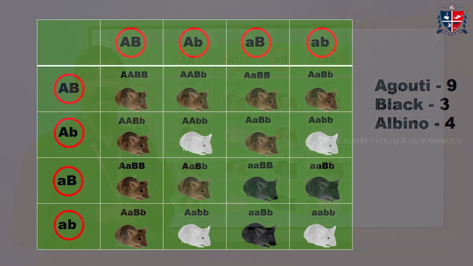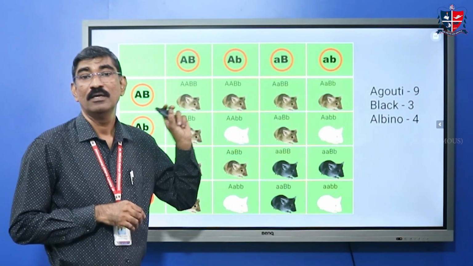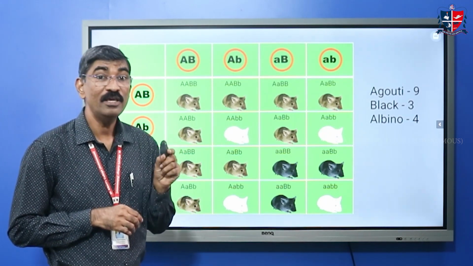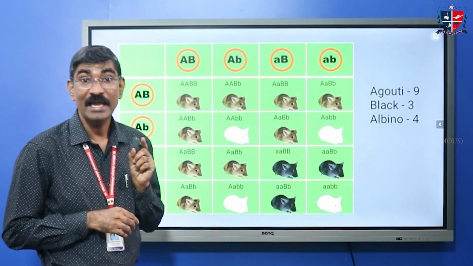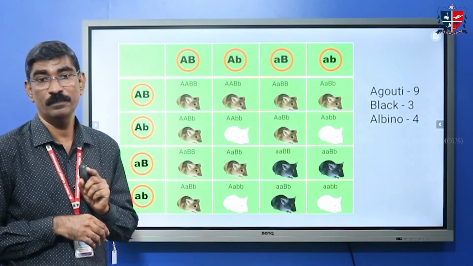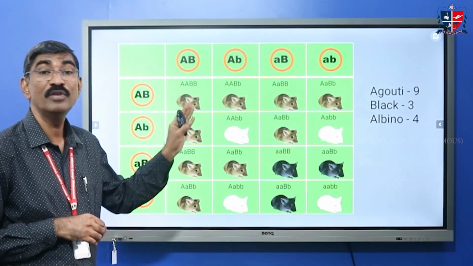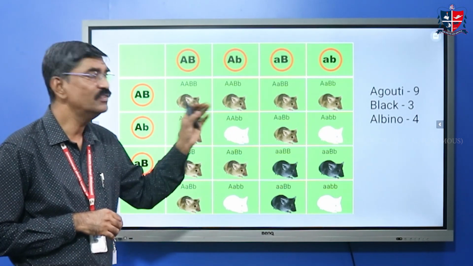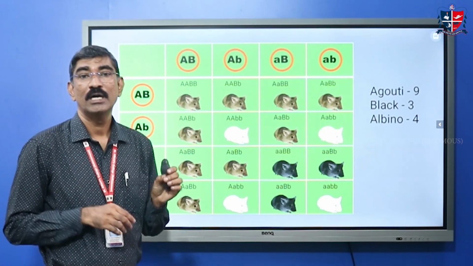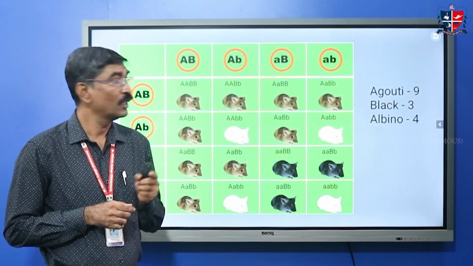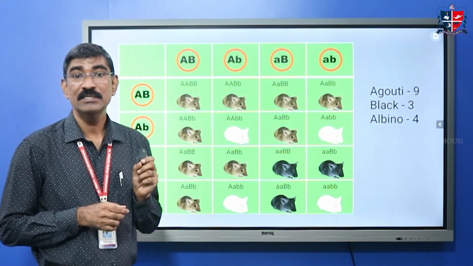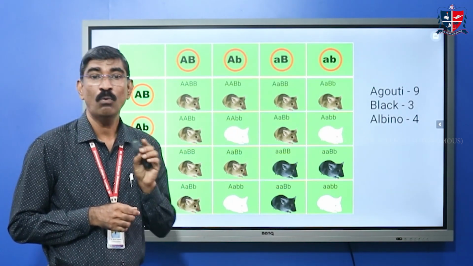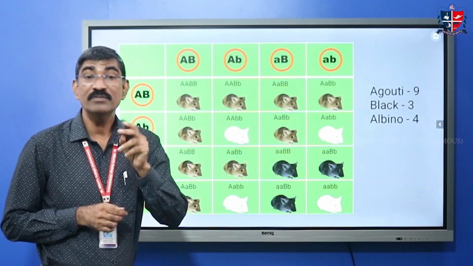The phenotypic ratio of this recessive epistasis is 9 agouti, 3 black and 4 albino. If you closely observe the ratio, you can see that this is a modification of the dihybrid cross, where the ratio is 9 is to 3 is to 3 is to 1. What is this 9 here?